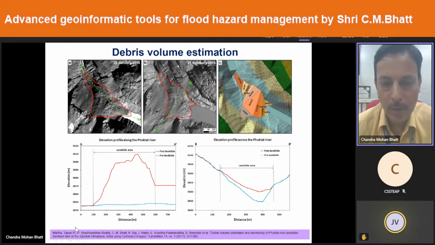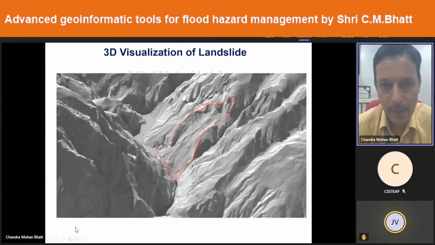Remote sensing, because of the DEMs, also helps you to assess the volume of material if there is a sudden landslide and the water gets obstructed. What is the volume of the landslide material? What is the upstream water profile? You can have a 3D visualization of the landslides.